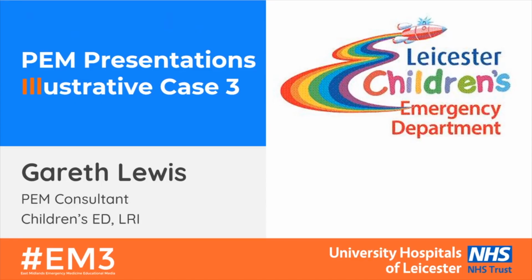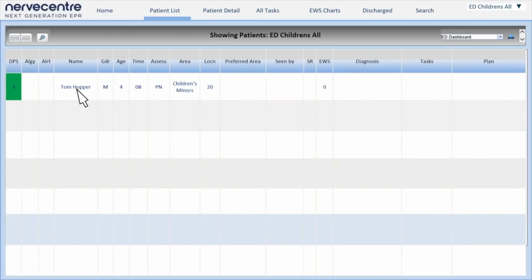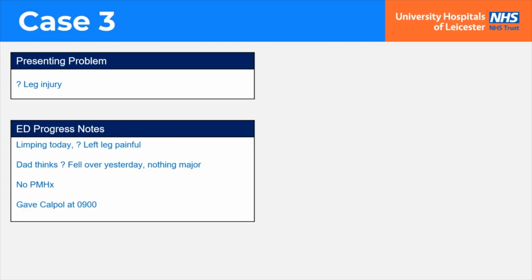Welcome to case 3. Now in this case, we're looking at a 4-year-old called Tom who's presented to children's minors. He's got a DPS of 3. When we click on him, we can see that they're querying a leg injury. And the presenting history is that he's been limping today since he's got up. And they think maybe his left leg is painful.